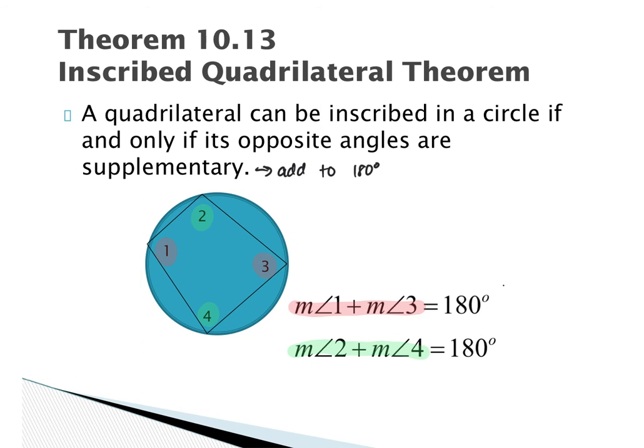Now, this is a little bit confusing because when we talked about parallelograms, adjacent angles added up to 180. Adjacent angles were supplementary, okay? But when we're inscribing in a circle, the opposite angles add up to 180.